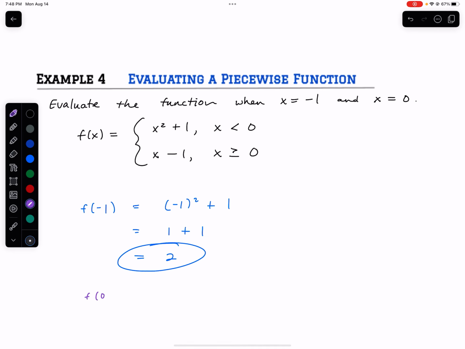When we're plugging in 0, looking at the domain, if x is greater than or equal to 0, we use the bottom one. So we're going to use this one: x minus 1, so 0 minus 1 is -1.